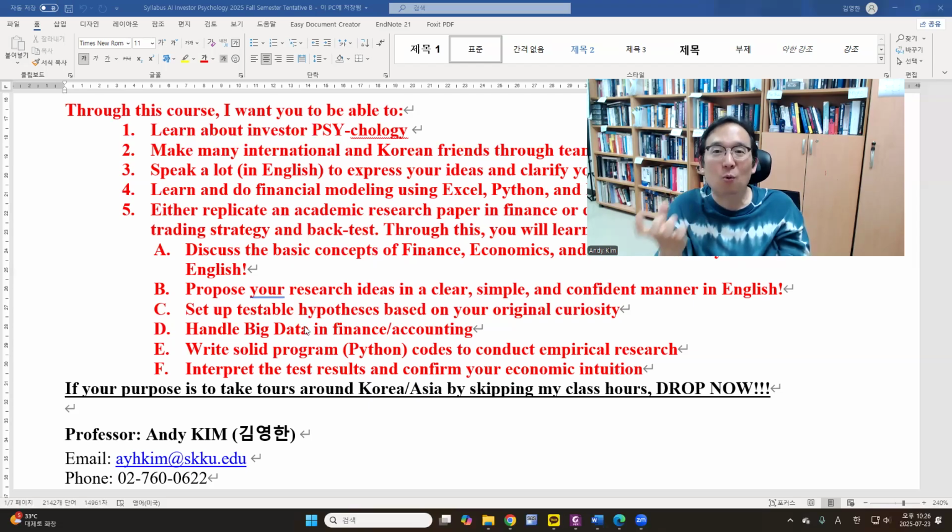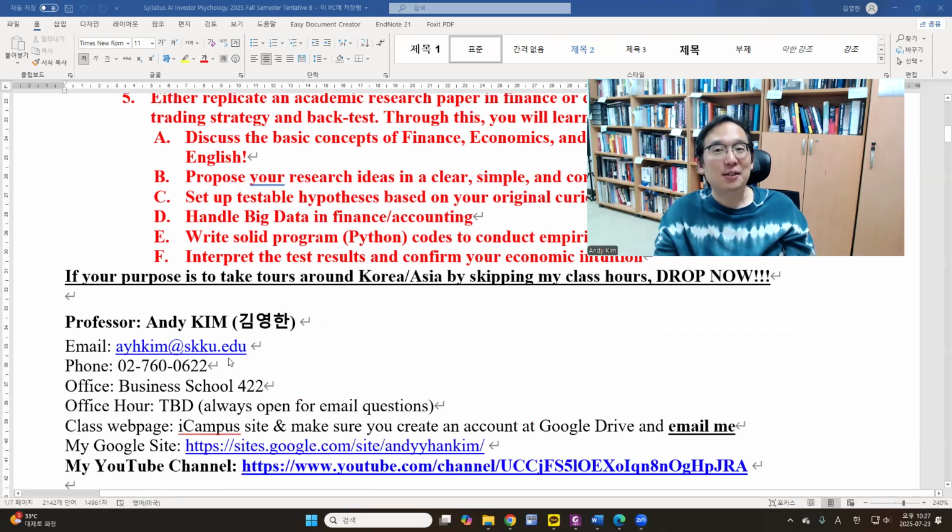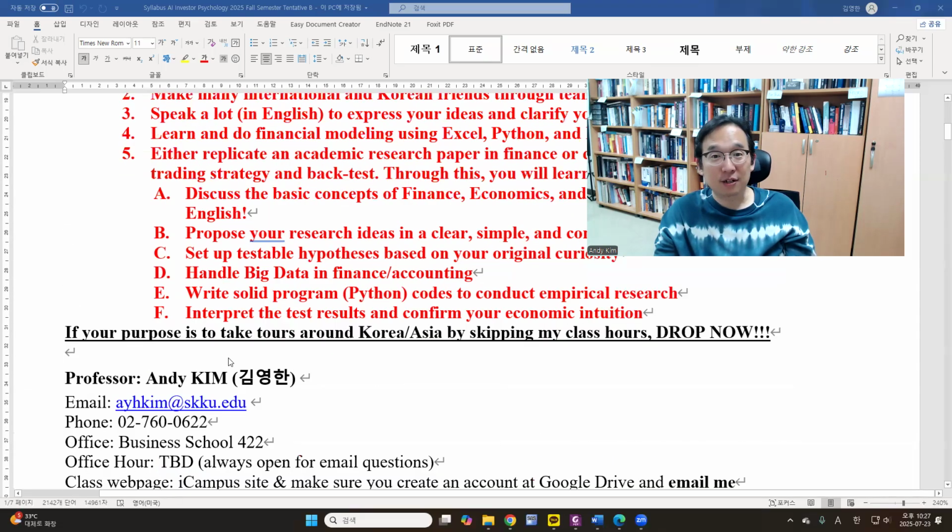You just don't know where it is and don't know how to work with it, play with it. I'm going to make you familiarize yourself with these data, write solid programs, Python code, to conduct empirical research, and interpret the test results and confirm your economic intuition. That's what you're going to do throughout this semester. Huge one, I know, but it's going to be very exciting and rewarding throughout your career.